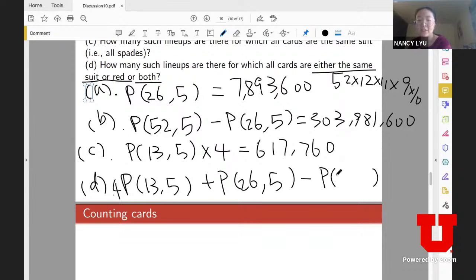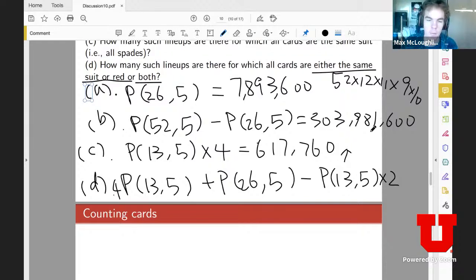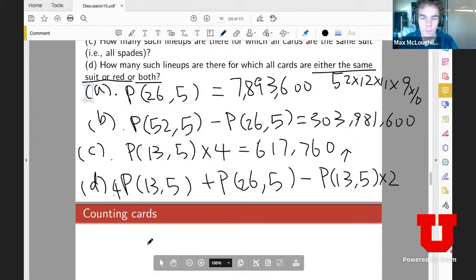So that will give us 13 choose 5 times 2. So that's 13, the number of red cards in one suit. Could you simplify it to just be 2 times P of 13, 5 plus P of 26, 5? Yeah. You would just simplify to that.